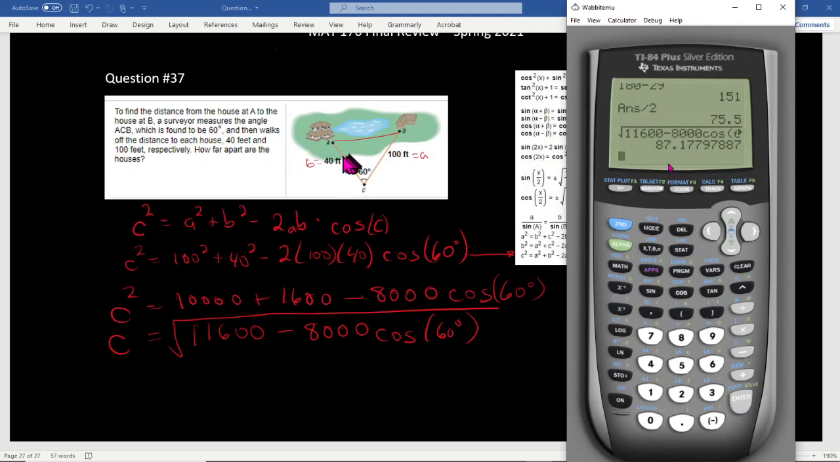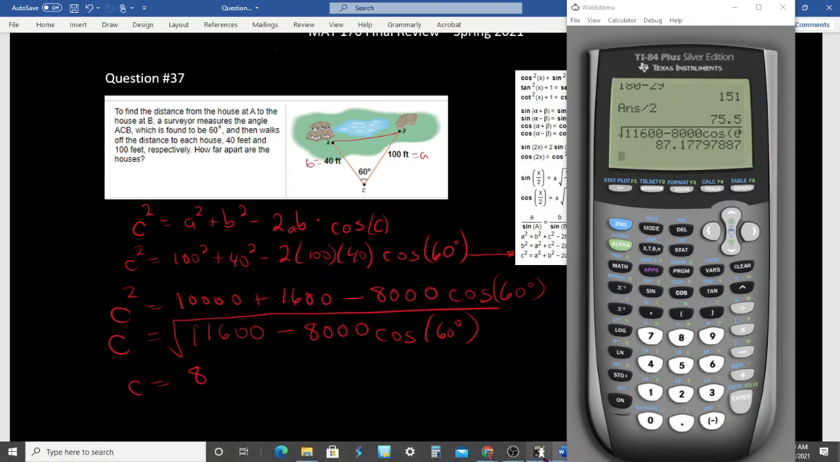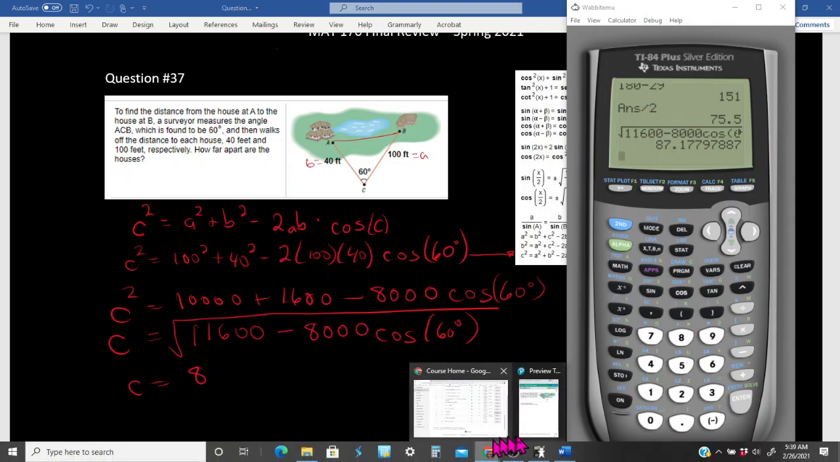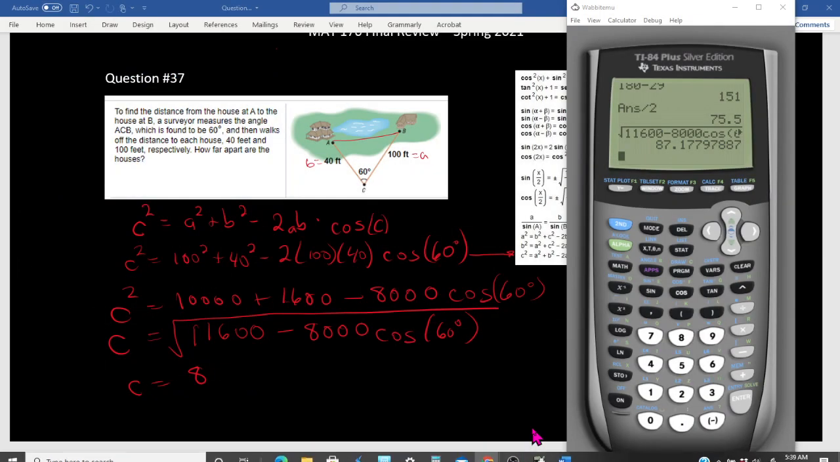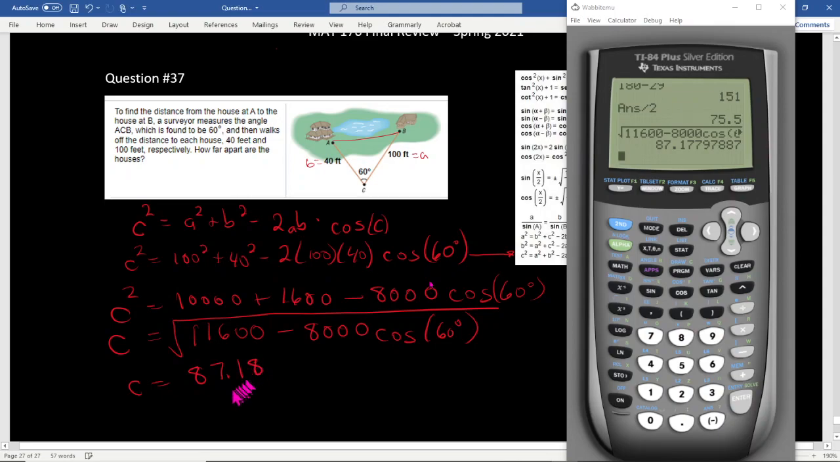And again, that makes sense for 60 degrees. Probably makes sense. And then what do they want us to do? Round it to the nearest foot, or do they want decimals? They say round to the nearest hundredth as needed. So 87.18 feet apart.